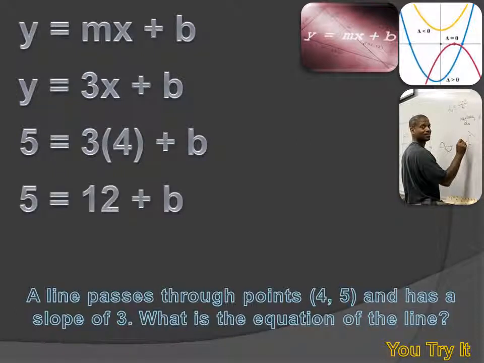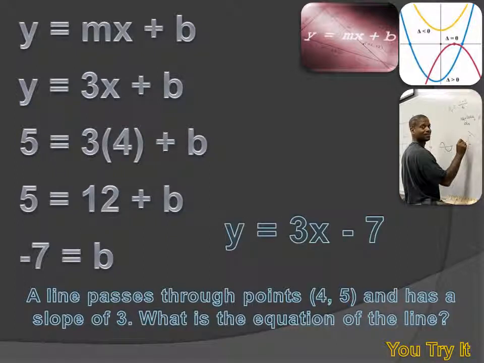Now we're going to solve for b. 5 equals 12 plus b. I subtract 12 from both sides of the equation, and I get -7 equals b. Now I know my slope, 3, and my y-intercept, -7. So I can write the equation. y equals 3x minus 7.